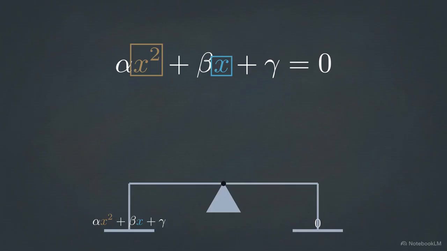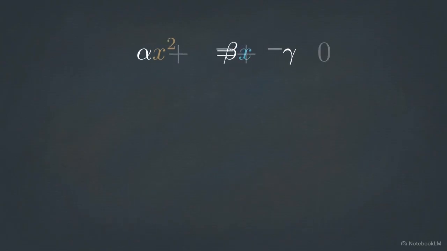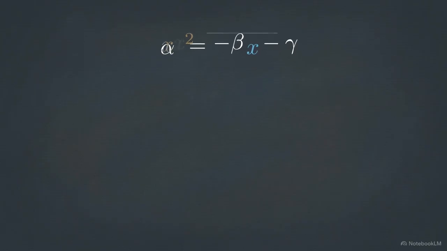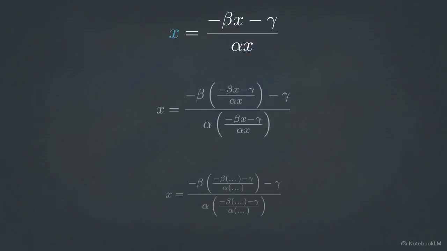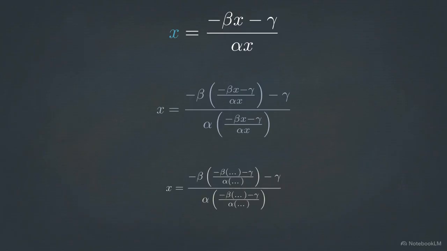Here, the unknown exists in two different states at once, both as a linear value and as a squared one. You cannot isolate x through simple subtraction or division, because the squared term and the linear term pull the equation in diverging directions. To solve for one, you inevitably complicate the other.